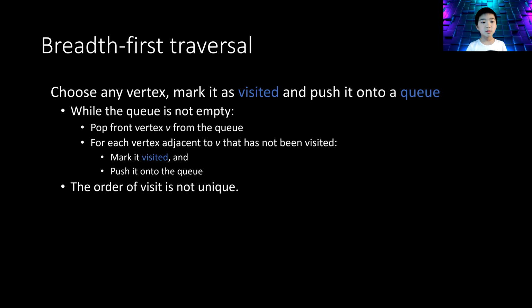Here's how it works. We're first going to choose any vertex as the starting point in the graph, mark it as visited, and then push it onto a queue. Then while the queue isn't empty, we pop the front vertex. Let's say V. Then for each vertex adjacent to V that's not visited, we can mark it as visited and push it into the queue. Now let's see how this looks like with an actual graph.